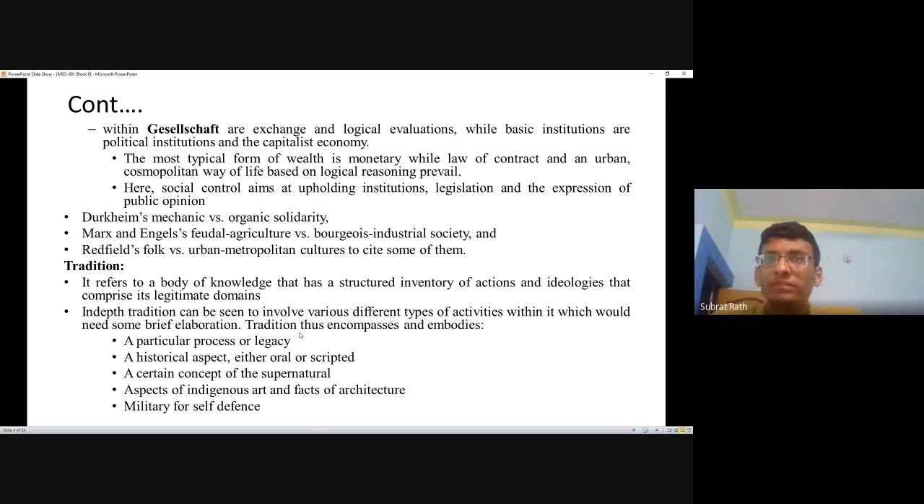So in traditionalism, we can see the involvement of various different types of activities and need some brief elaboration. Tradition thus encompasses and embodies certain criteria or activities. Those are a particular process of legacy, a historical aspect, a certain concept of the supernatural, aspects of indigenous art and architecture, and military for self-defense. The first forms we have already understood. But what is military for self-defense?